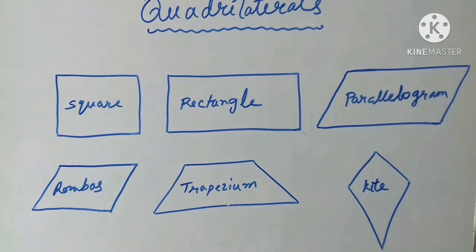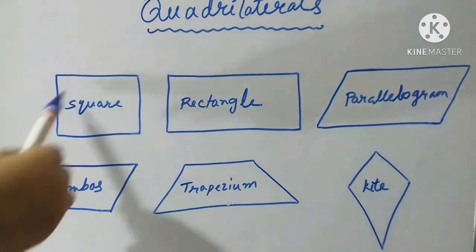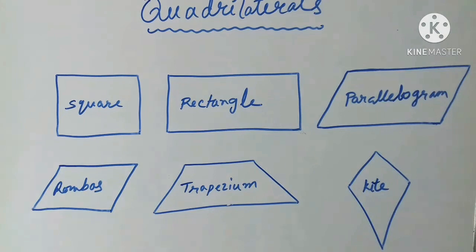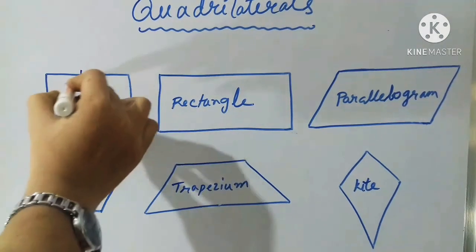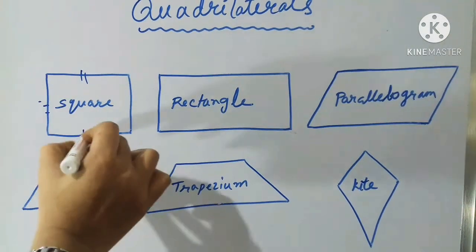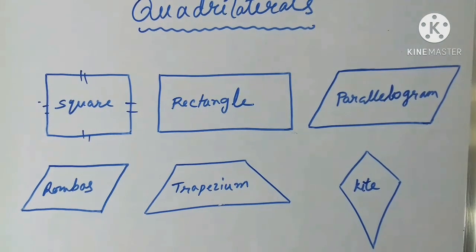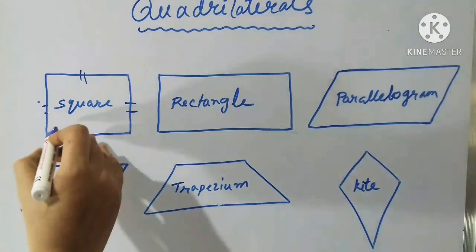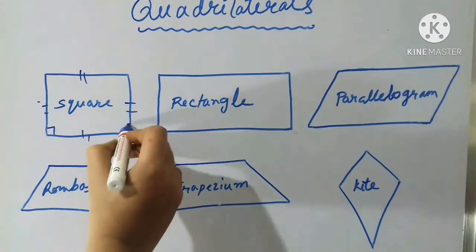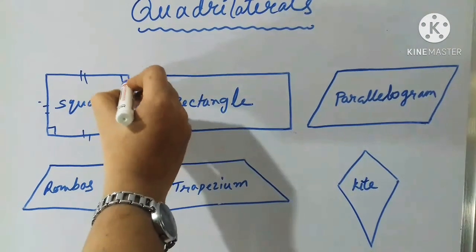The first one is square. For a square, all sides are equal. All four sides are equal and the four angles are also equal, and the measurement of each angle is 90 degrees.